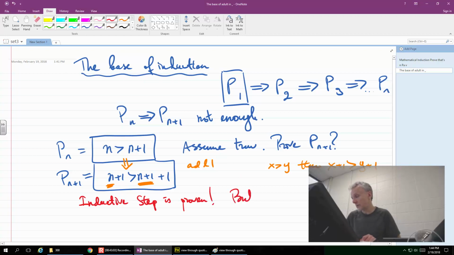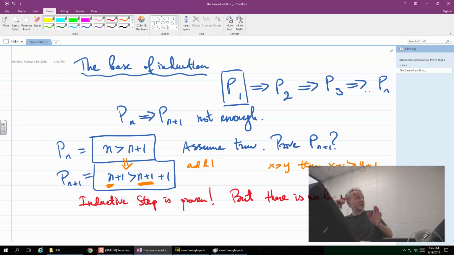But what? Well, there is no base. For some n, for 1, you need only one example as a starting point, but it's never going to happen. So this part, proving that Pn implies Pn plus 1, is irrelevant. It doesn't give us anything because the initial statement is untrue.